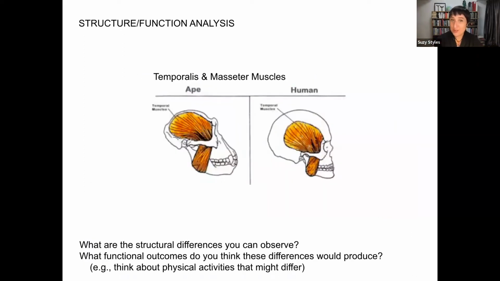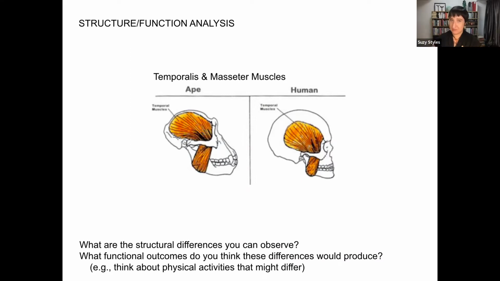So here we have two skulls with their temporalis and masseter muscles drawn on. If you'd like to pause the video and have a go at a structure function analysis, this is a great opportunity for you to see if you can apply what we've been learning about differences in structure and differences in function. In a structure function analysis, first of all, you can play spot the difference.